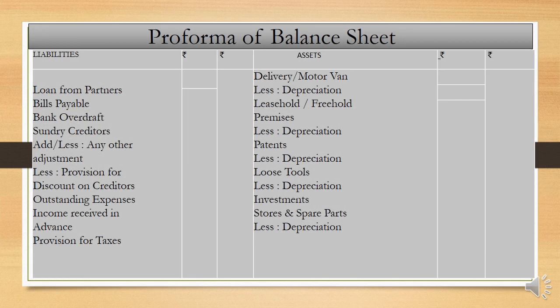It's the continuation of the balance sheet. First of all, let's see the liability side. Loan from the partners. In case the partnership firm is in need of an additional amount, then beside the capital, partners contribute the additional amount. That additional amount is called a loan from partners.